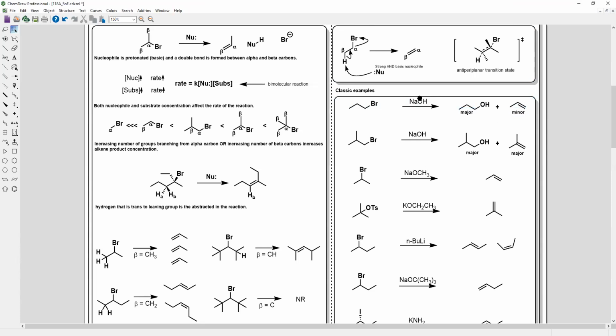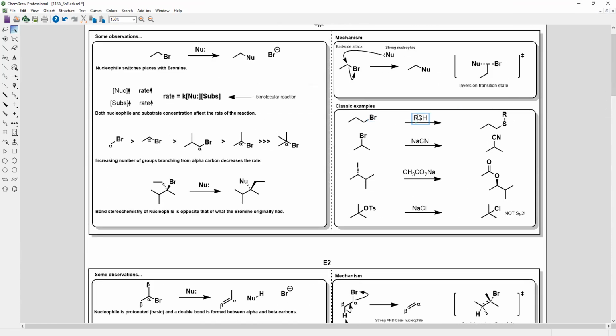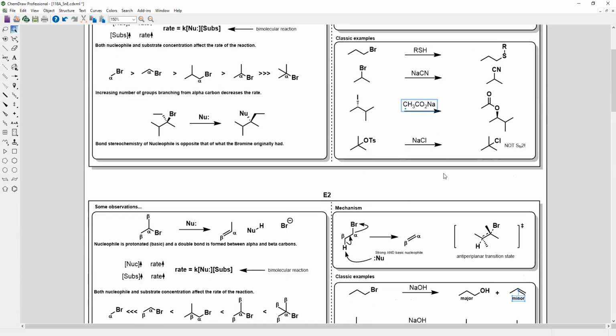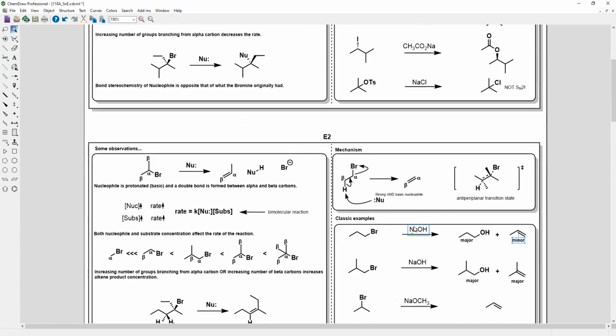So it's not only a strong nucleophile, but a basic one. You can contrast this to the first one up here. RSH compared to OH minus is not basic at all. So that's why we only see one product here, because this is not a basic nucleophile. This here, though, is a pretty basic nucleophile. So we do get a minor product of this, although it's minor.